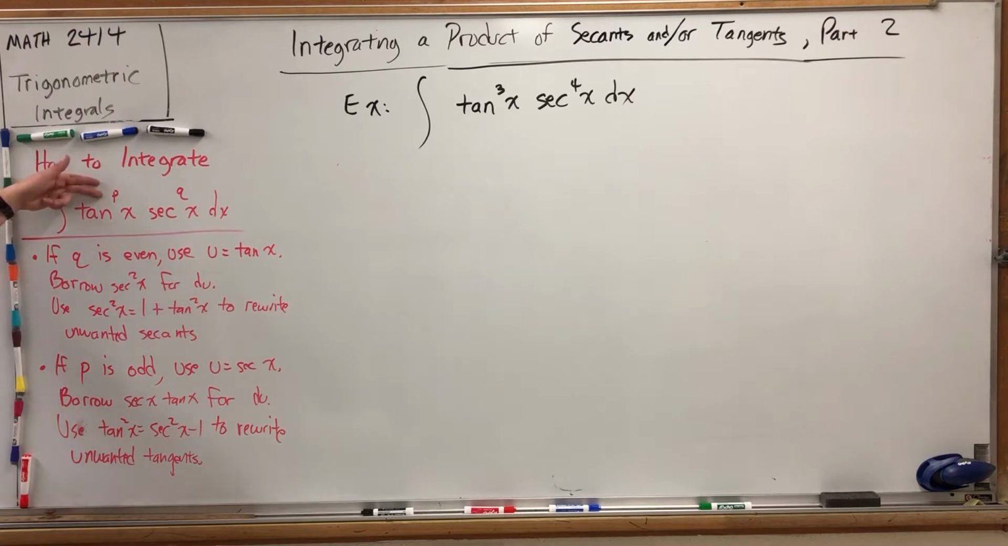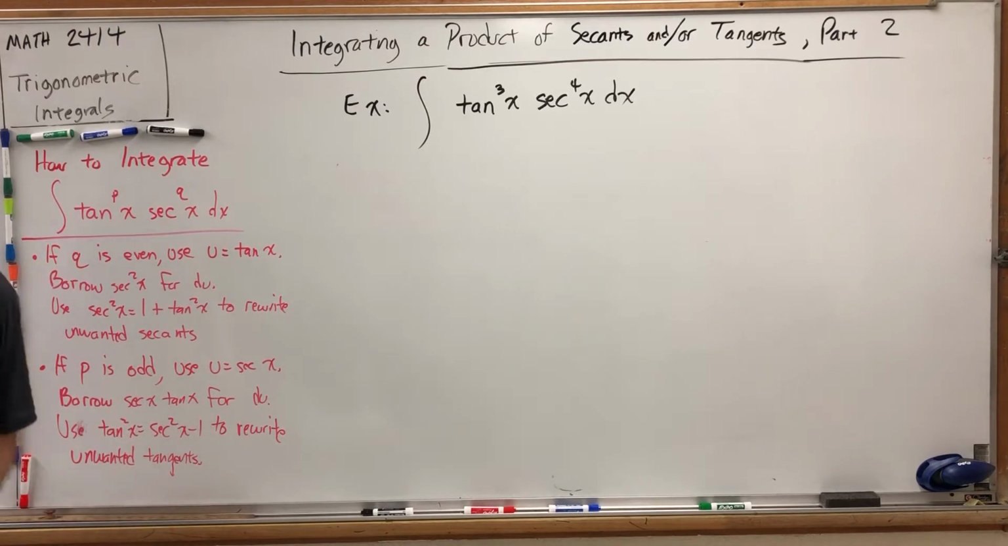But if the power on the tangent is odd, and it wasn't last time, which is why this substitution failed, your substitution is u equals secant of x. Then you would borrow secant tangent for the du. That would lower the tangent from an odd power to an even power. Then you can use tangent squared equals secant squared minus 1 to rewrite the unwanted tangents.